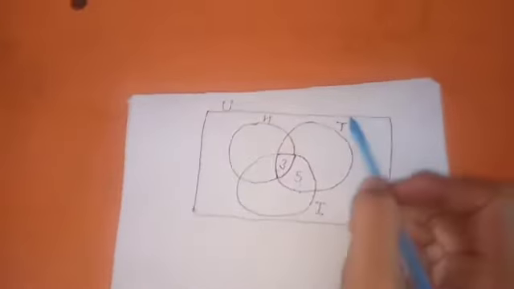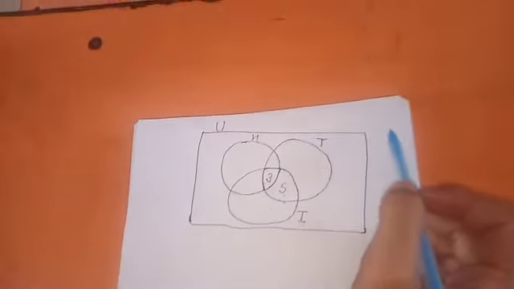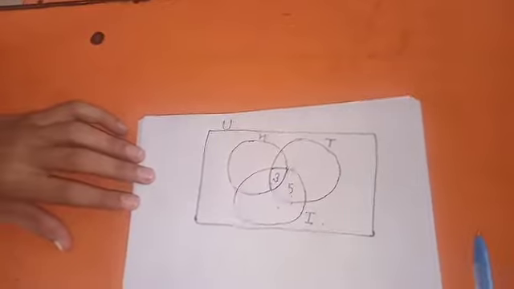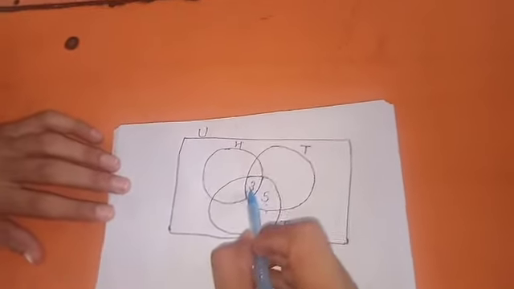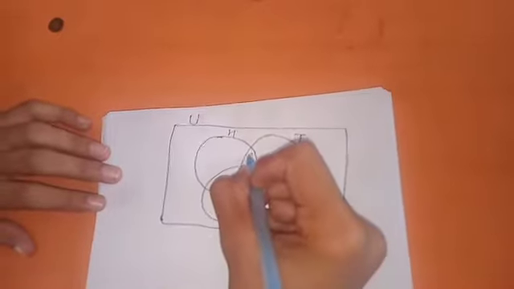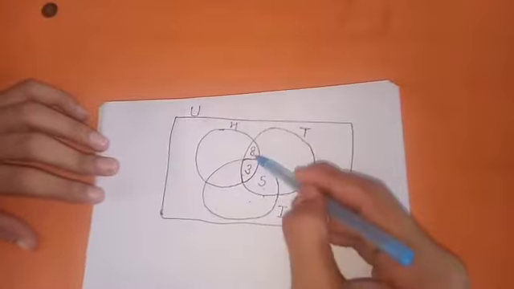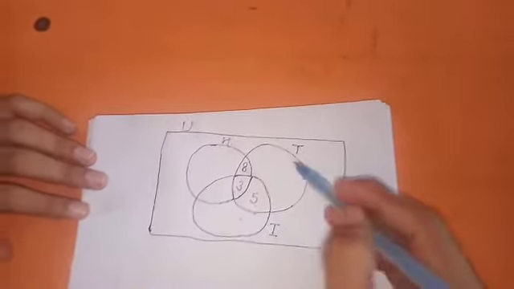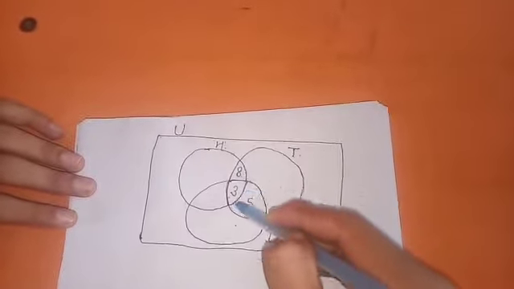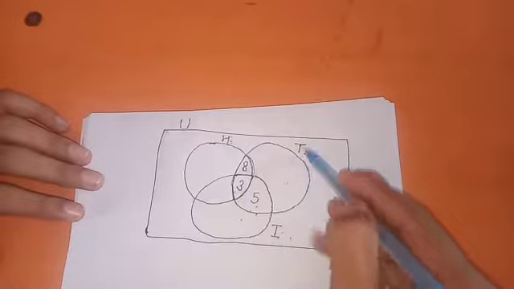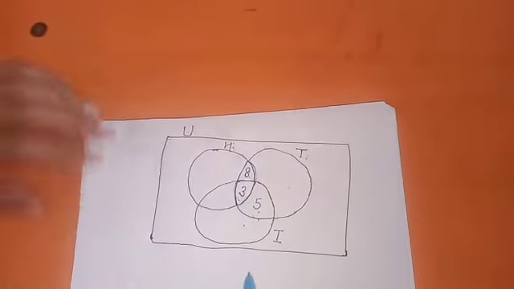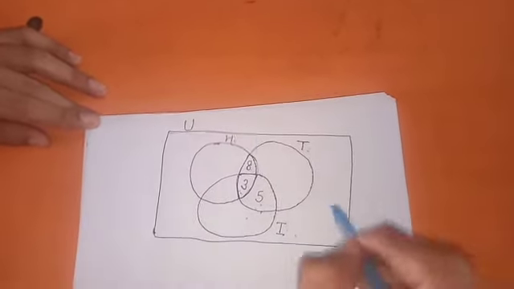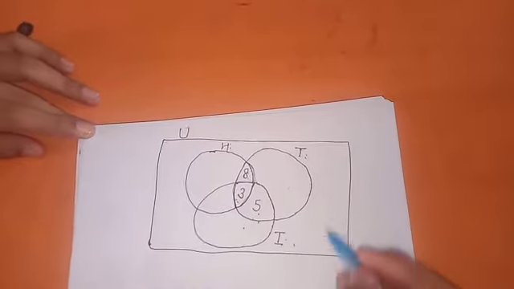Similarly for the other two, it is given that 11 read both H and T. That means 11 people read newspapers H and T. So 3 are already listed in this area, and the remaining are 8. So 8 people read only these two newspapers, not newspaper I, and if you total them you will get our answer 11. Similarly, in the case of H and I, 9 people read them, so we write 6 here.